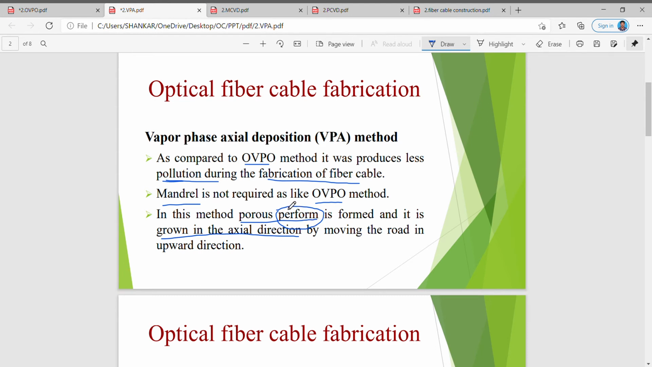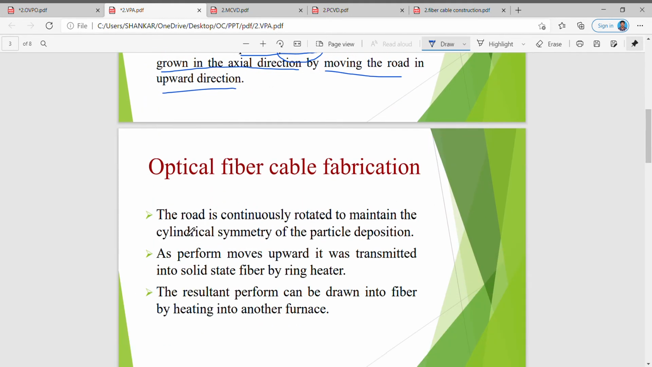Whatever preform is formed, that preform is grown in the axial direction by moving the rod in the upward direction. And the rod which is used is continuously rotated to maintain the cylindrical symmetry of the particle deposition. In the previous OVPO method, there is a mandrel, and that mandrel is continuously rotated during deposition of the SiO2 particles which are passed through the burner.